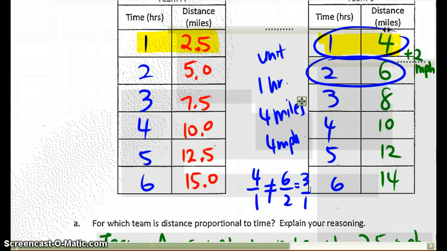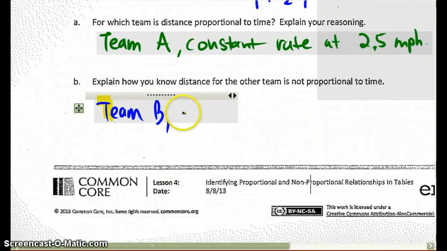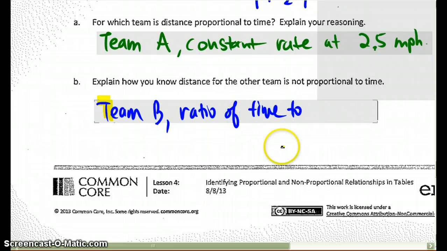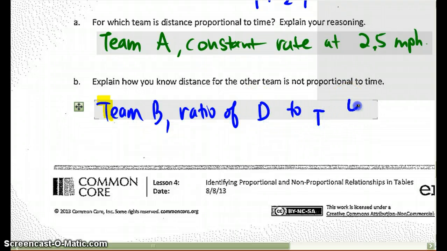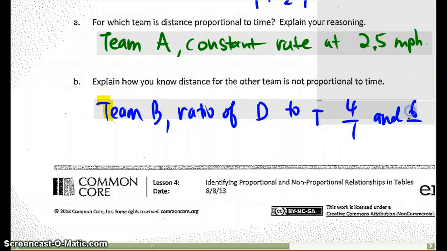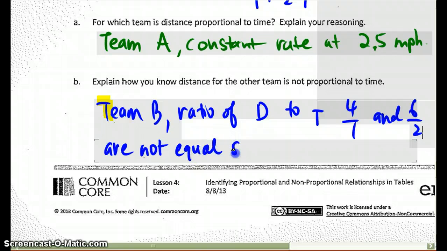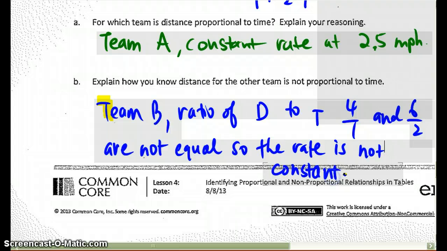So you can see that Team B is not proportional because the ratio of distance to time, D to T, abbreviated, 4/1 and 6/2 are not equal. So the rate is not constant, making it not proportional.